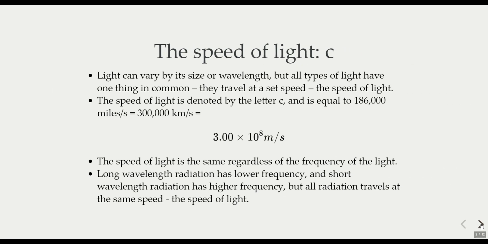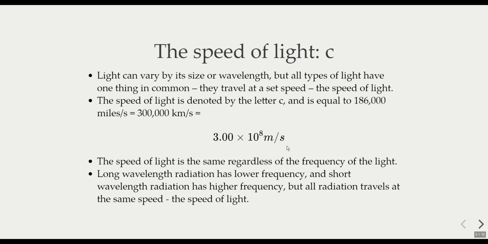First of all, the speed of light is going to be designated with the letter c. Light can vary by its size or wavelength, but all types of light have one thing in common. As you know, they all travel at a set speed, the speed of light. And we have to be clear what that means in a second, but first let's just get used to the number. We can designate it in miles per hour or miles per second, kilometers per second, but we're always going to use meters per second. So this number here you should kind of commit to memory, 3 times 10 to the 8th meters per second.